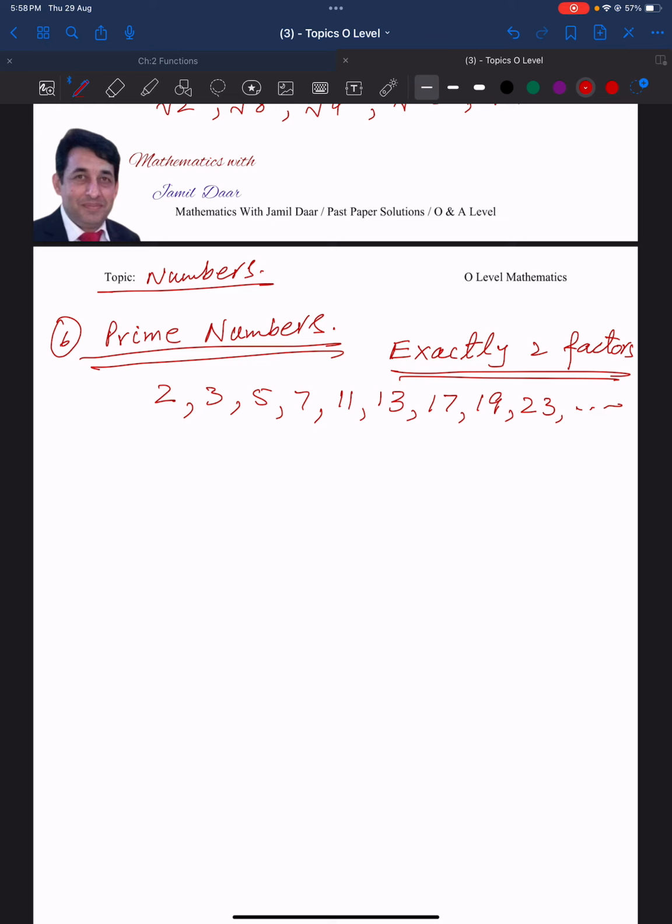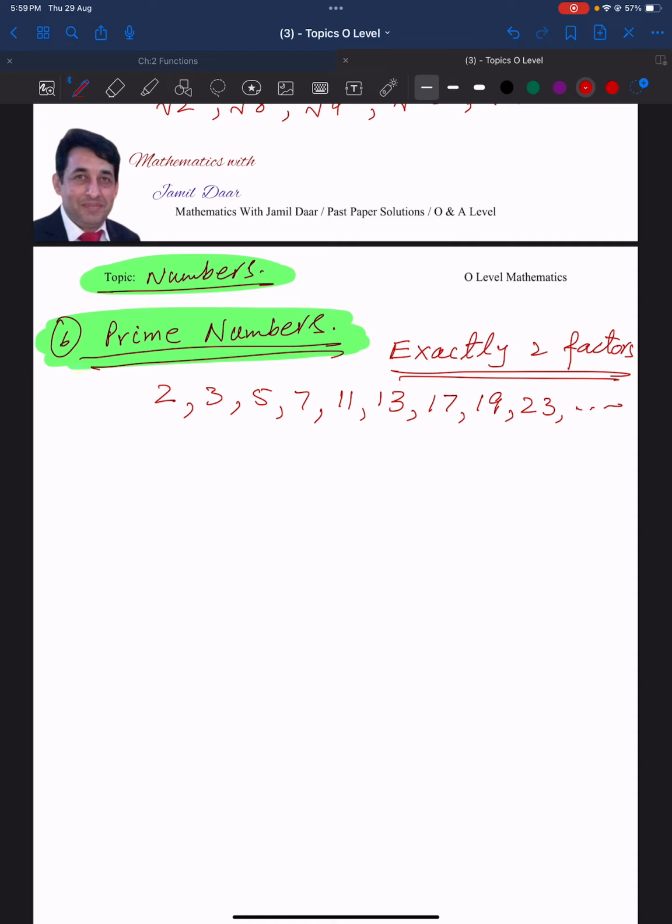Okay. Prime numbers are those numbers which have exactly two factors. That means they are divisible by exactly two different numbers. So this is the reason that 1 is not a prime number.